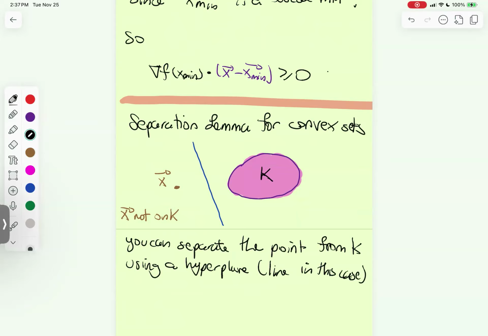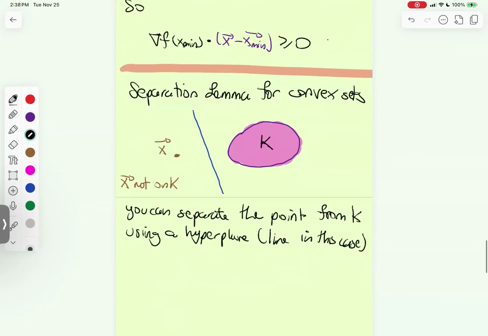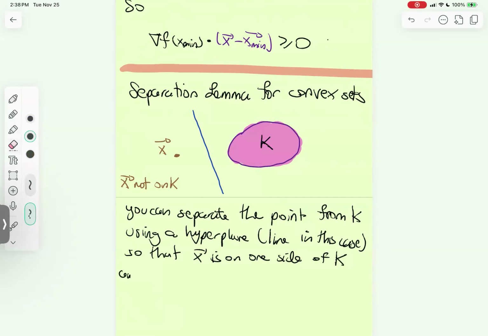By separating, I just need that the point would be on one side. That's why it has to be a hyperplane, because a hyperplane, a generalization of a plane, divides the space into halves. So the point is on one half of the hyperplane, and the convex set lies on the other half of the hyperplane.